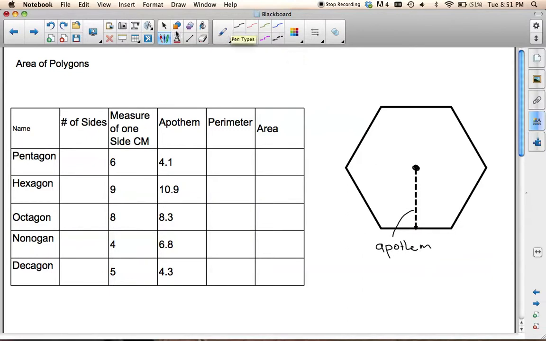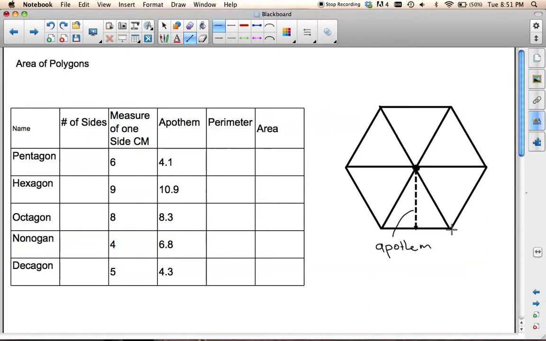So if we look, what that means is if I were to create a whole bunch of triangles inside this hexagon that I have right here, I would end up getting 6 triangles. 1, 2, 3, 4, 5, 6 triangles, and the height of each triangle, like that, is the apothem. And we use the apothem to find the area of a polygon. So now we're going to discuss how we go about doing that.